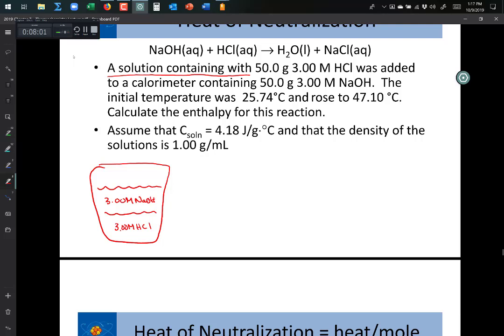And when I mix them together, their initial temperatures, so they're two separate solutions, their initial temperatures are the same. It's 25.74 degrees Celsius. This is my initial. And this is my final. And we're going to calculate the heat energy, the enthalpy for this reaction.